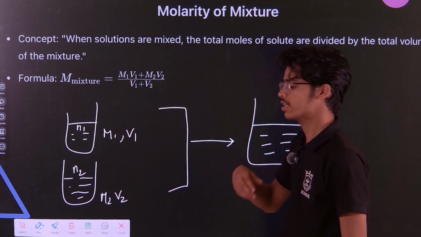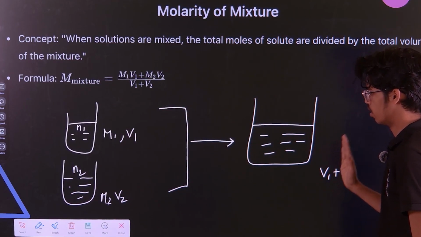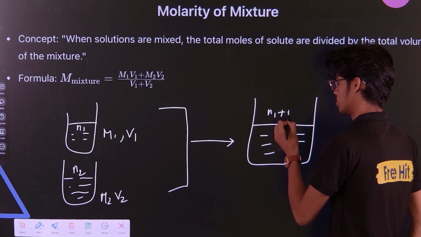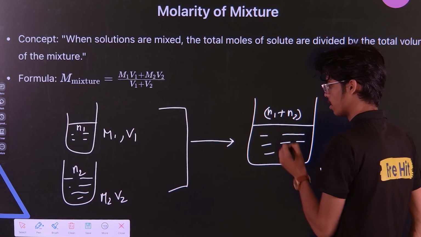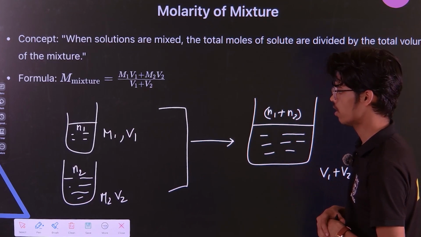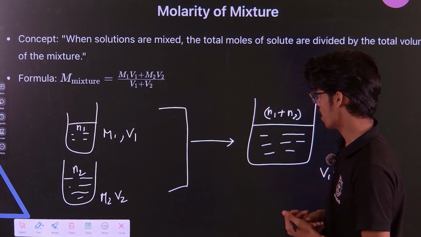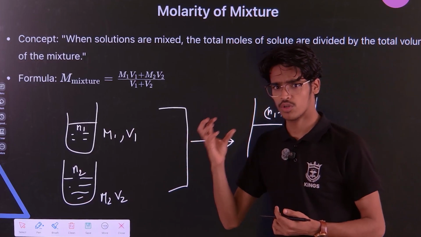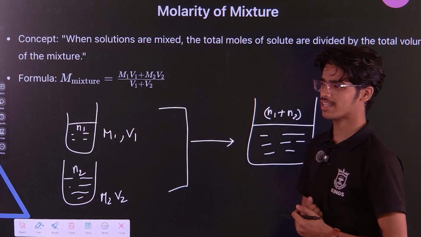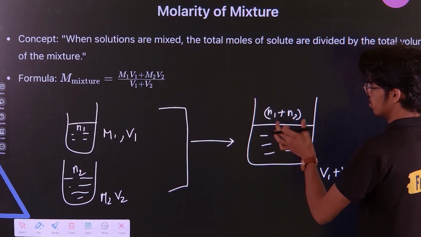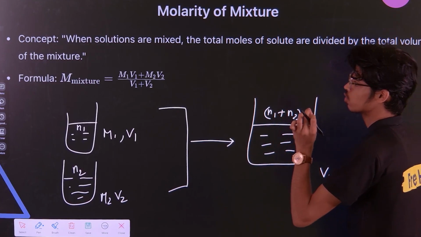So it means in the final solution, what will be the total number of moles? N1 plus N2. Okay, sir, what will happen if there is a chemical reaction going on? Remember, if a chemical reaction is going on, then you have to find out the number of moles of products. But in that case, they will not give you that question. Remember, N1 plus N2 if there is no chemical reaction.